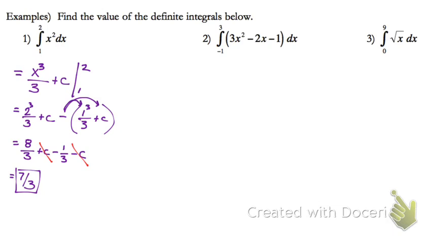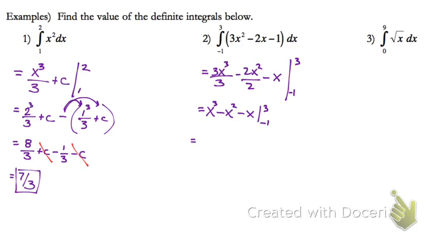Let's look at example 2. The integral of 3x squared is 3x cubed over 3, minus 2x squared over 2, minus 1x. Again, I'm not going to write the plus c because I know that as soon as I do the fundamental theorem of calculus, it's going to go away. We're going to evaluate, using the fundamental theorem of calculus, the exact area under the curve from negative 1 to 3. If I simplify this a little bit first, I get x cubed minus x squared minus x from negative 1 to 3.